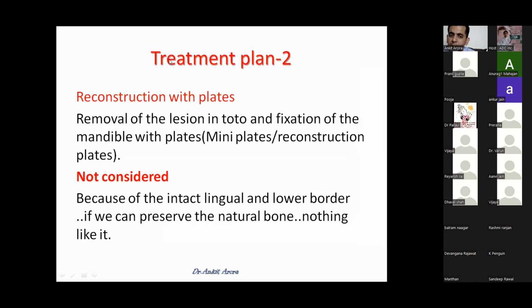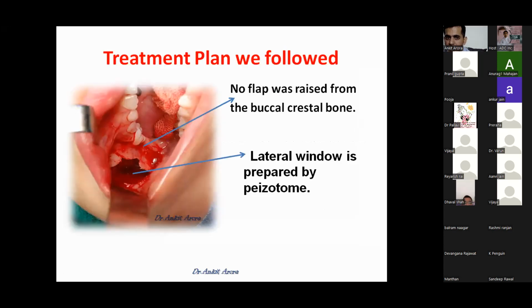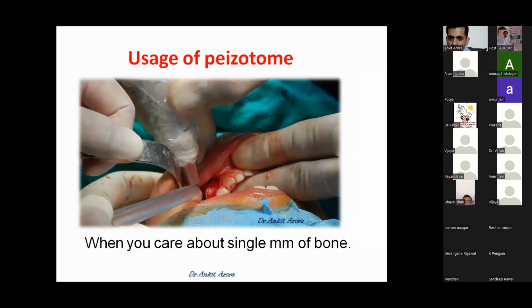Treatment plan 2 would be to cut the mandible intraorally and place a mini plate or reconstruction plate. But considering the advancements we have seen in recent years, from dipping developer to an RVG which takes multiple X-rays in 2-3 minutes, there is also an advancement in surgical tools. If we can preserve the lingual and lower border, nothing like it. So we followed the treatment plan and preserved the buccal flap.